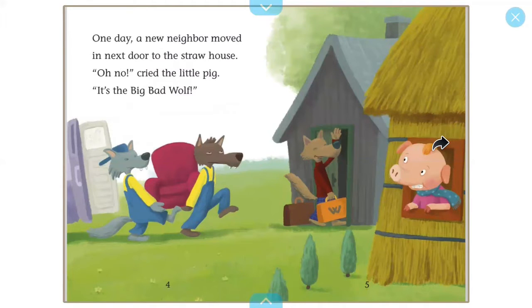One day, a new neighbor moved in next door to the straw house. "Oh no," cried the little pig. "It's the big bad wolf."